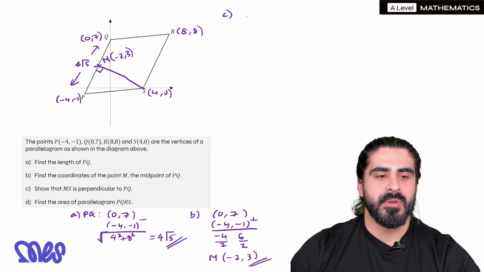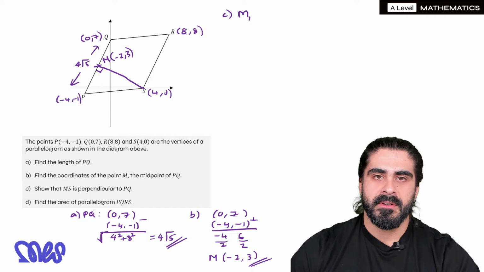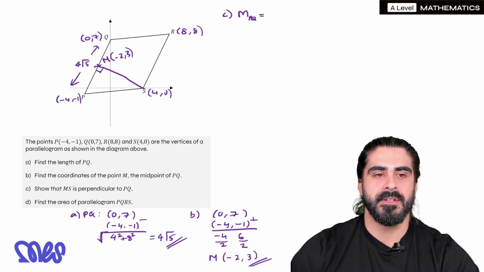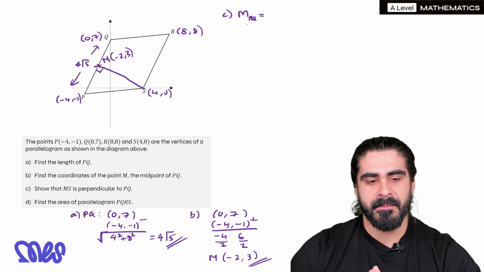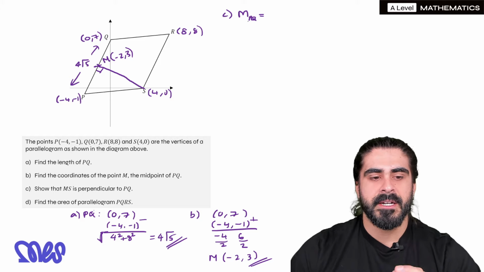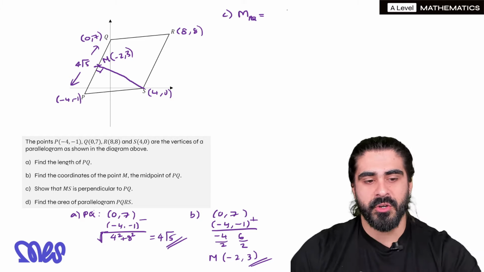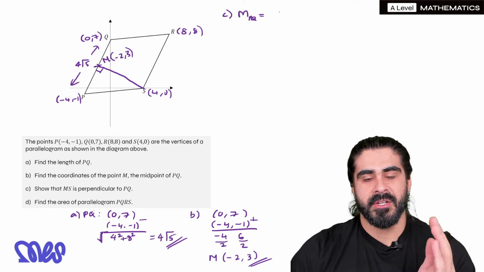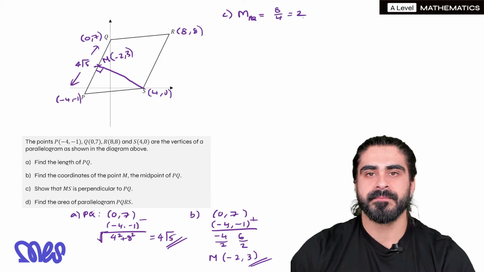So what we want to do is work out what the gradient of PQ is. I'm going to say M with a subscript of PQ to say that's the gradient of the line PQ. To find the gradient, we take away the coordinates and do the second number divided by the first number. If you look at part A, we actually took them away already. In the Y column, we had 8. In the X column, we had 4. So it's 8 divided by 4, which is 2.